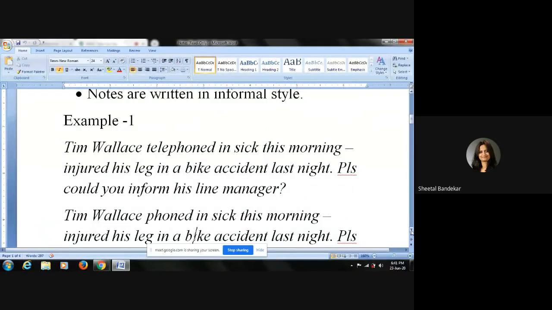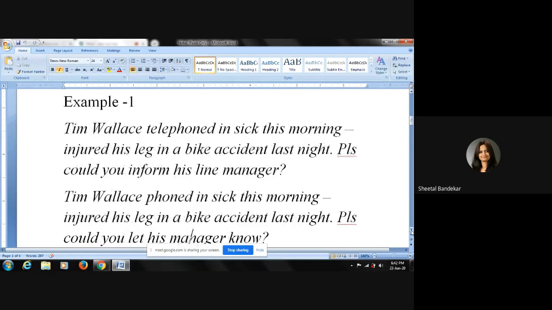As I said, you don't have to strictly follow the proper vocabulary or the sentence construction in proper form. So instead of telephoned, you can say Tim Wallace phoned in sick this morning, injured his leg in a bike accident last night. So what is the difference? Instead of telephoned, I've just replaced the word with phoned. The rest of the sentence is the same. Please, could you let his manager know? Instead of inform, you can say let his manager know, question mark.